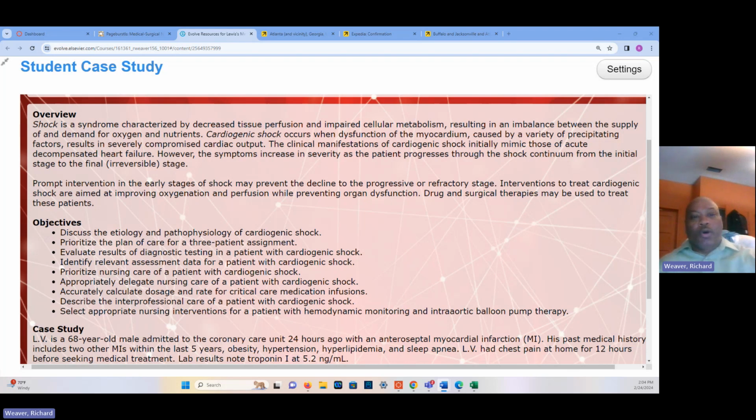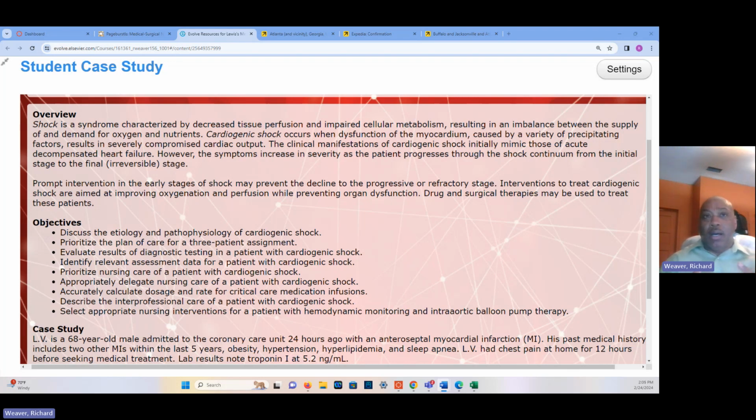So let's go with the first, or the initial stage. And so hopefully you guys understand why it's so important for you to know the stages of shock. When we go through the NGN style questions, you'll see a question that deals with what stage you think this patient is in.